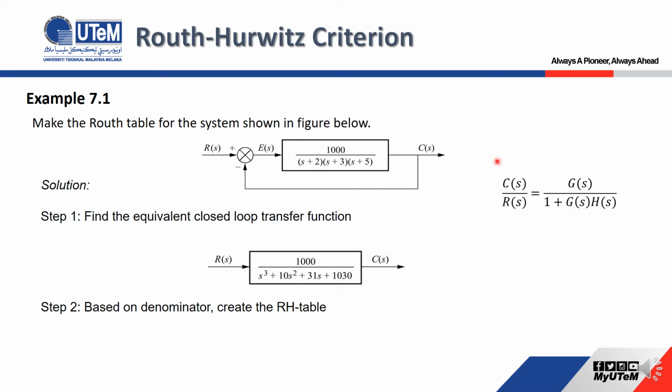Also, we put this transfer function here, and then multiply with H(s). H(s) in this case is equal to 1, because this is a unity feedback, and unity means 1. After we solve this, we get a single block diagram like this. And when we put this denominator part equal to 0, this is the characteristic equation for the system.